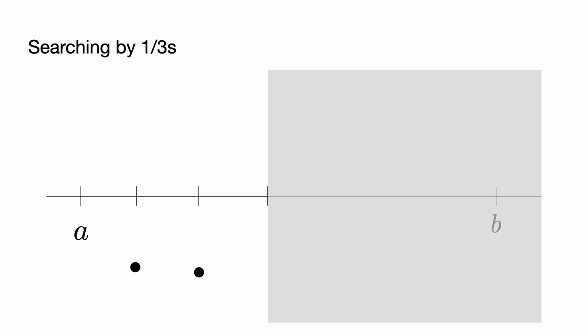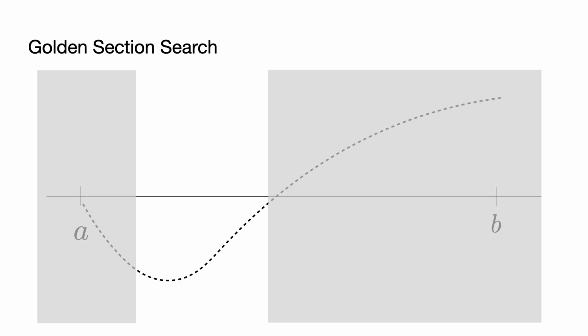The function must be strictly decreasing to the left of the minimum. Therefore, the minimum cannot lie in the leftmost third. Okay, and here's the function we were finding the minimum of. Sure enough, the minimum lies in our remaining uncertainty region.